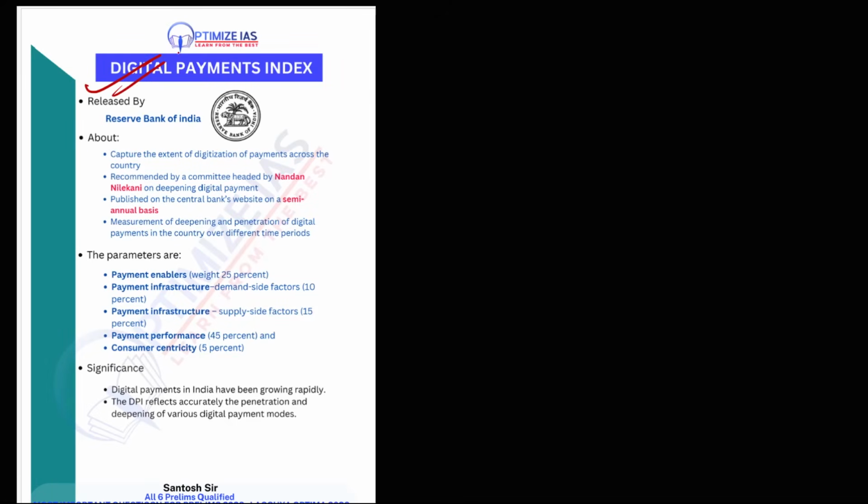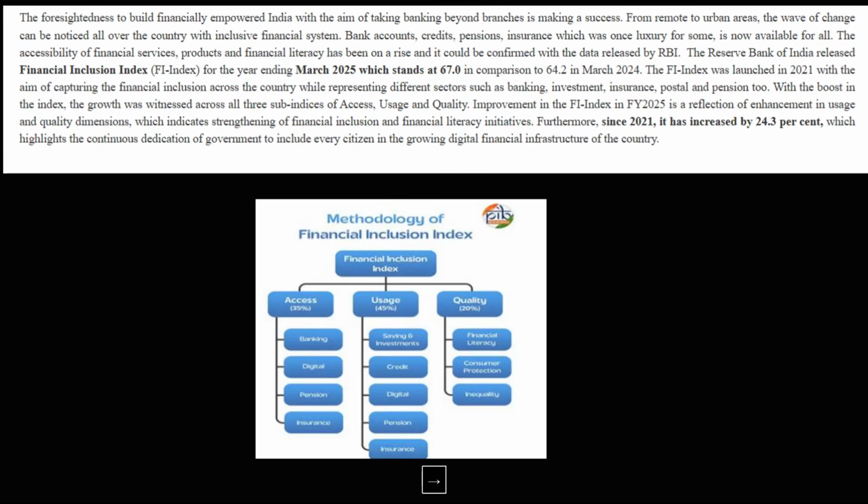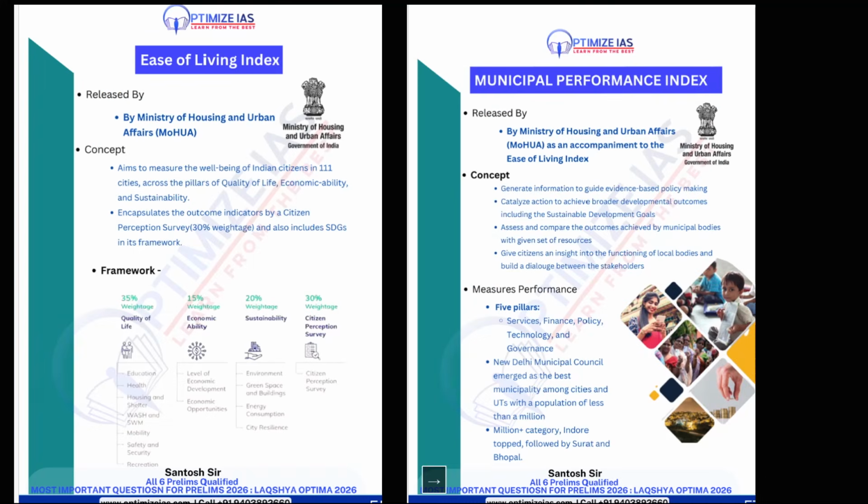Then Digital Payment Index. It is brought by RBI. You can see the parameters are payment enabler, payment infrastructure, payment performance, and consumer centricity. Next, we have Financial Inclusion Index, again brought by RBI. Here we have access, usage, and quality. These are the three indicators which are used to calculate that.